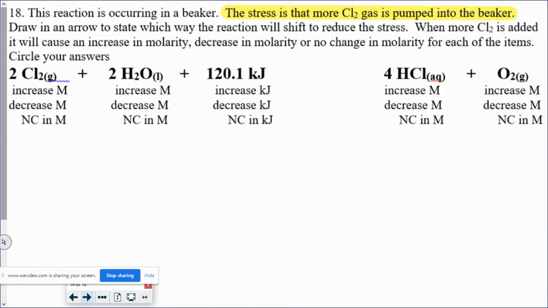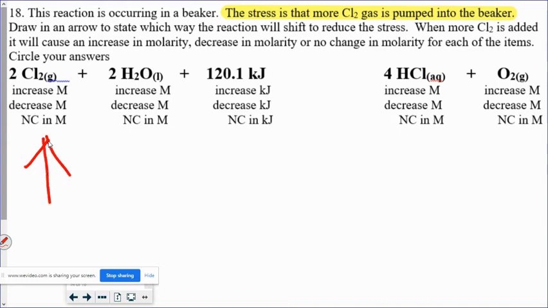So here are some problems on the back side of your sheet. It says this reaction is occurring in a beaker. The stress is that more Cl2 is pumped into the beaker. Draw an arrow to state which way the reaction will shift to reduce the stress. When more Cl2 is added, it will cause an increase in molarity, decrease in molarity, or no change in molarity for each of the items. Circle your answer. So my stress is increasing chlorine.